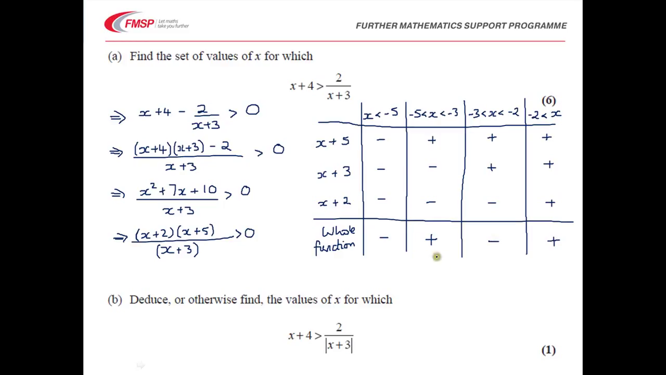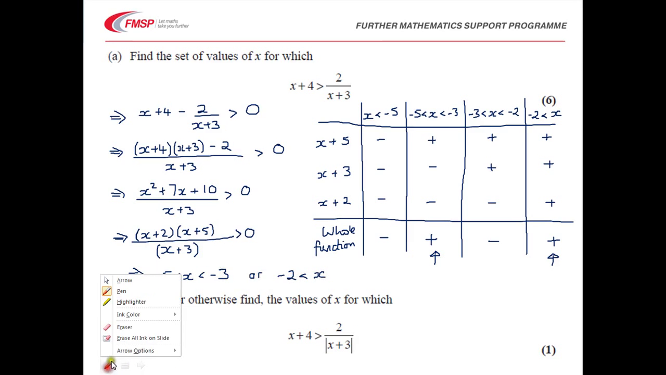My inequality needs to be greater than 0, so I'm looking at the 2 parts which are positive, and I can just read my solution from the tops of those columns: minus 5 less than x less than minus 3, or x bigger than minus 2. It's worth just stopping to think how this question would have been different had that been not a strict inequality, but a greater than or equals.